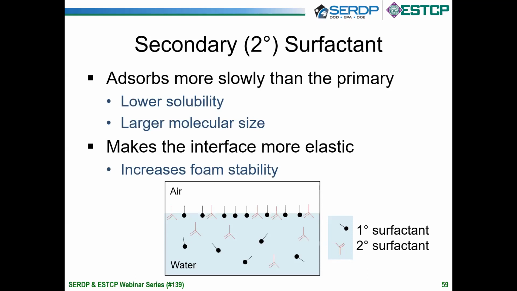So we can add a secondary surfactant, and this is quite slow. It adsorbs more slowly than the primary surfactant, maybe because it's less soluble and doesn't diffuse as quickly. Maybe it's got a larger size, it's just a bigger molecule. And the primary surfactant still probably dominates the surface, but now we're introducing this secondary surfactant. It makes the interface more elastic and gives us a more stable foam. But it's really important to get the right combination and the right ratio of these two surfactants. Otherwise, you can get foam properties that aren't helpful.